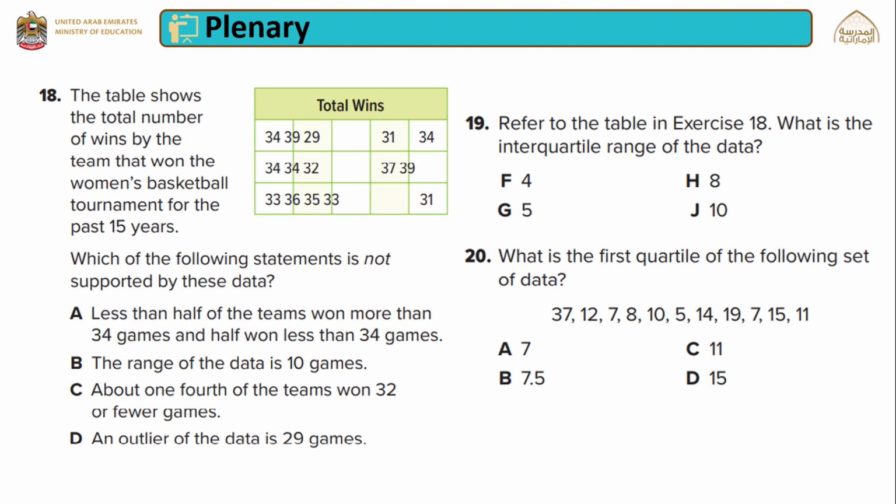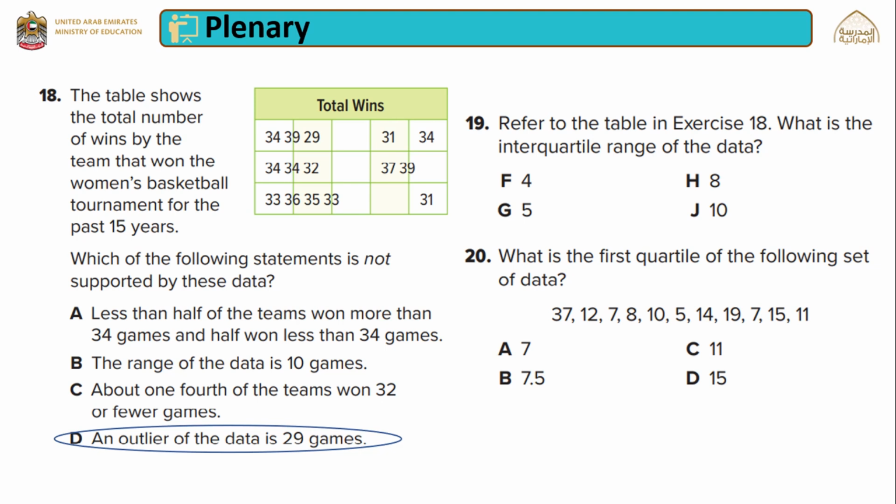An outlier of the data is 29 games. By finding the outlier of the data, we can observe that 29 is an outlier value of this data. 19. Refer to the table in exercise 18. What is the interquartile range of the data?